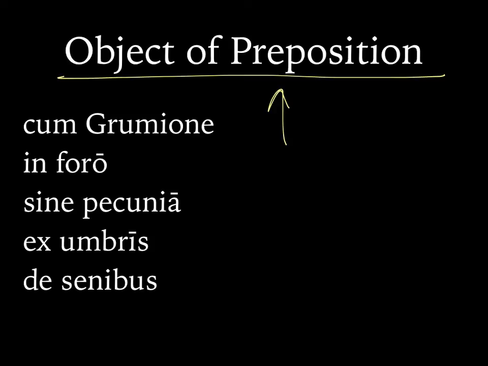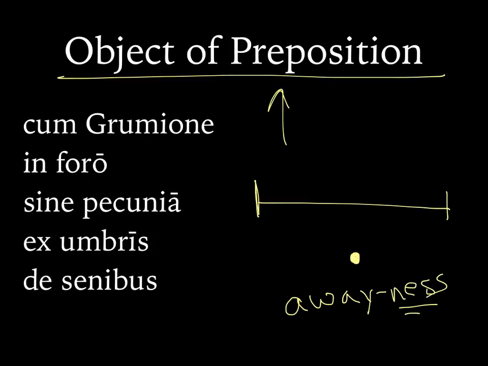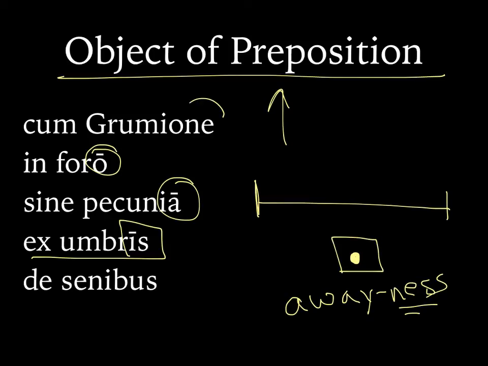And again, whereas I often say that accusative prepositions denote extent of something, ablatives often are just more kind of stationary and take up less space. They also often show awayness or separation. So that's why ex, out of the shadows, sine, without money, that you're separated from the money. You're in the forum, that is showing no motion, you're just stationary. You're with Grumio, you're just right there in one place.